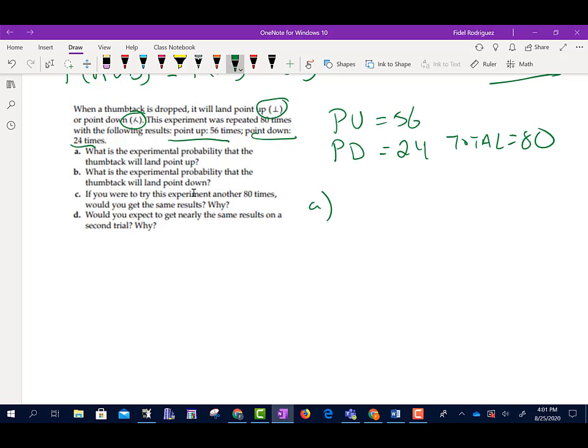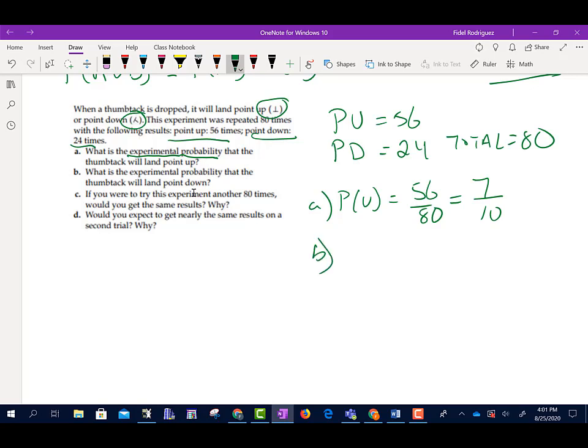Part A. What's the experimental probability, not the theoretical probability, that it's going to land point up? Well, that would be 56 out of 80. We can divide them both by 8. So 8 goes into 80 10 times, and 8 goes into 56 7 times. So 7/10.